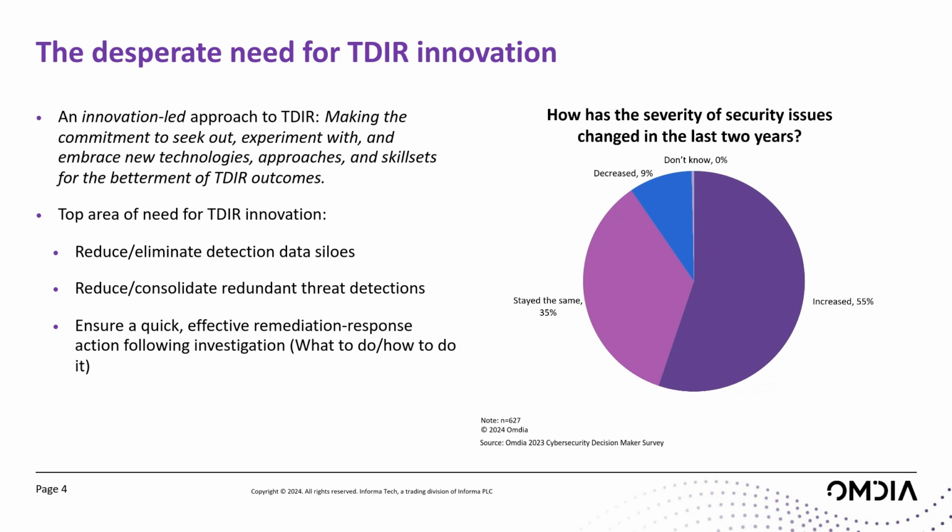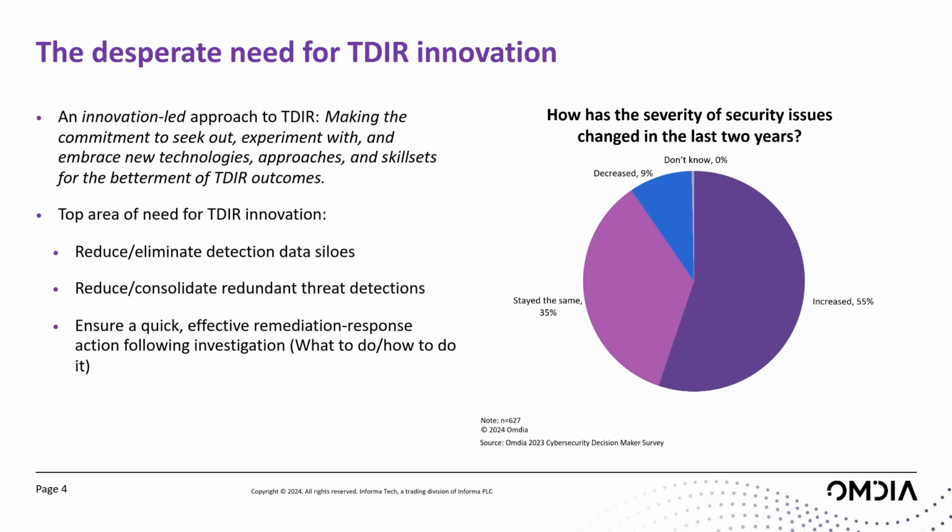A lot of times it's still a lift and shift from one pane of glass to another, and that slows things down and also reduces the likelihood of the effectiveness of the remediation response action. I included this chart on the right from our 2023 Omdia Cybersecurity Decision Maker Survey, only to underscore that the severity of all these issues that we're talking about in TDIR is only increasing.